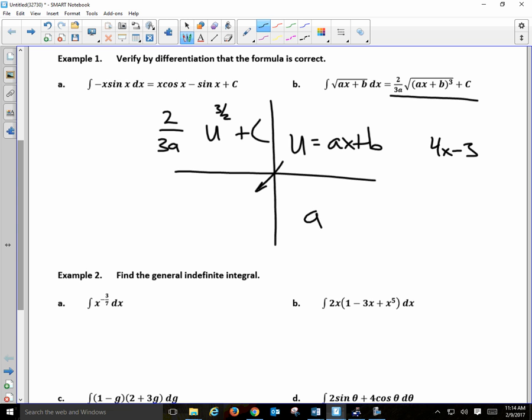I drop the exponent in front. This just is a constant. Drop the exponent in front, and I have a 3 halves. We'll pick up with that when we get back.